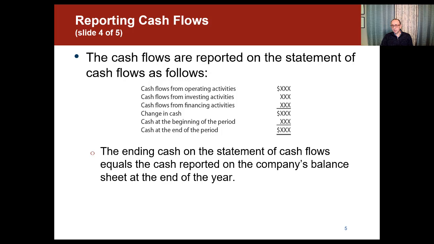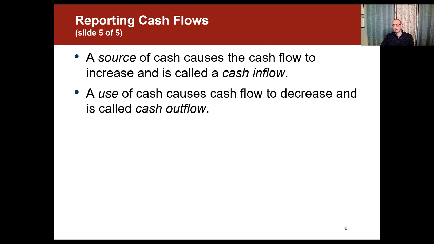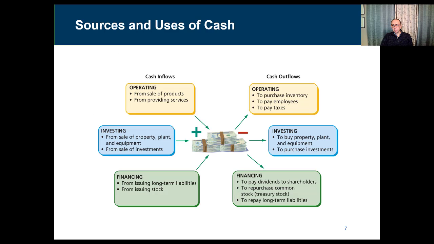So the ending cash on the statement of cash flows equals the cash reported on the company's balance sheet at the end of the year. A source of cash causes the cash flow to increase, and it's called a cash inflow. A use of cash, or in other words, when we're spending cash, causes cash flows to decrease, and it's called cash outflow. So here are some examples of cash inflows and outflows for operating activities.